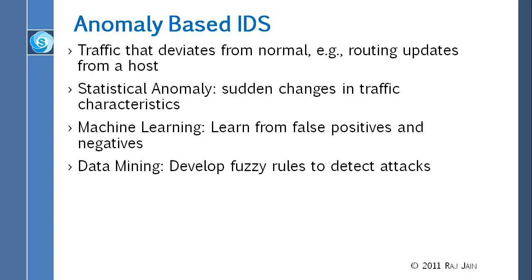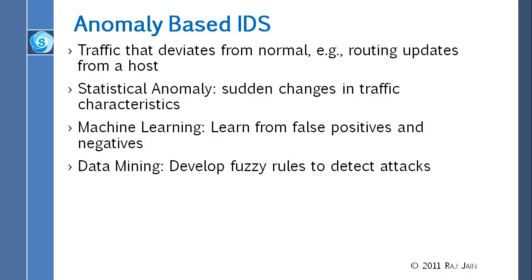Anomaly-based IDS. So anomaly-based is basically we find out what is abnormal. For example, if a host sends out routing updates, that is not normal, and that could be an attack. Sudden change in the traffic characteristics, like we talked about, suddenly somebody is sending lots of traffic. Machine learning: the IDS could be learning. There are systems which use machine learning to find out how to detect attacks, and every time something is declared a false positive, meaning it is good but was detected as bad, it will learn and adjust.